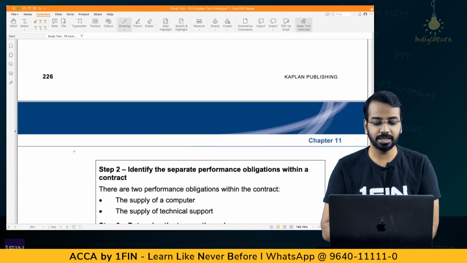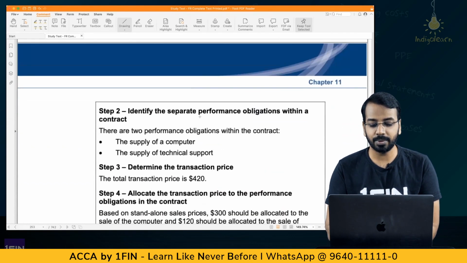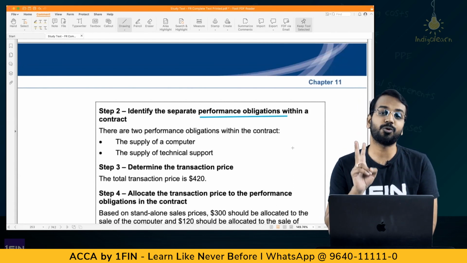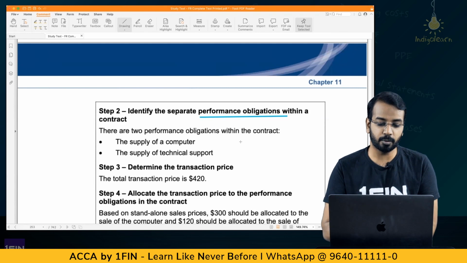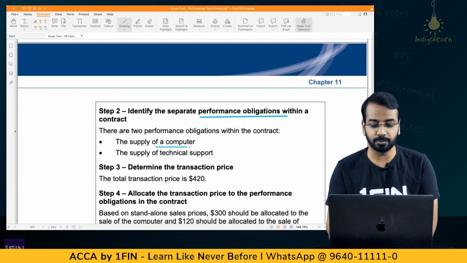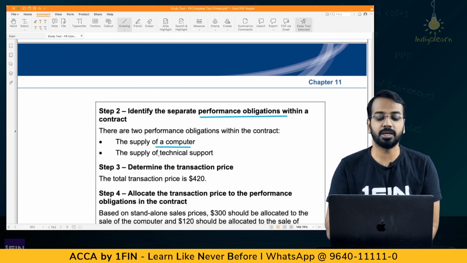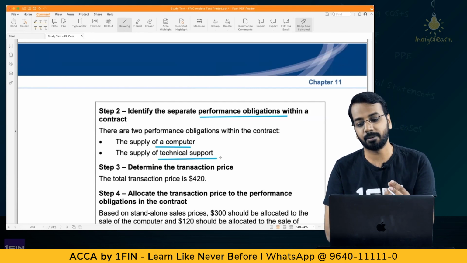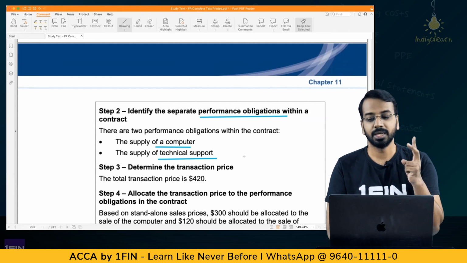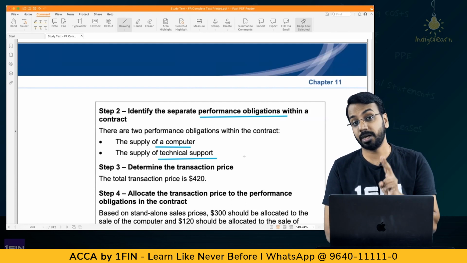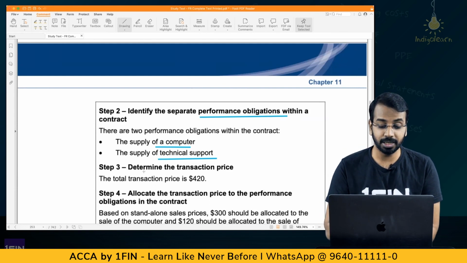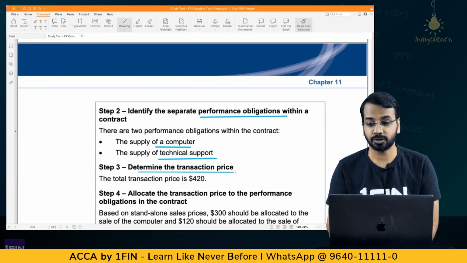Then the second part is to identify the separate performance obligations within a contract. Inside the contract, how many performance obligations are there? There are 2 performance obligations. The first performance obligation is to supply the computer, and the second is the technical support. So supplying the computer is one performance obligation, and providing technical support for a period of 12 months is another performance obligation.